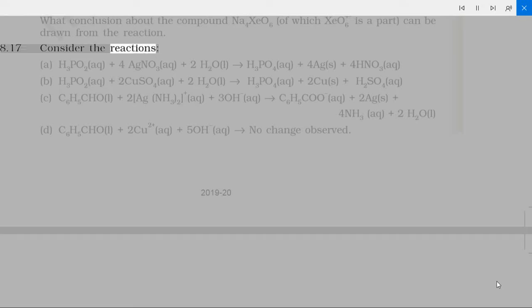8.17 Consider the reactions: A. H3PO2(aq) + 4AgNO3(aq) + 2H2O(l) → H3PO4(aq) + 4Ag(s) + 4HNO3(aq). B. H3PO2(aq) + 2CuSO4(aq) + 2H2O(l) → H3PO4(aq) + 2Cu(s) + H2SO4(aq). C. C6H5CHO(l) + 2[Ag(NH3)2]^+(aq) + 3OH^-(aq) → C6H5COO^-(aq) + 2Ag(s) + 4NH3(aq) + 2H2O(l). D. C6H5CHO(l) + 2Cu^2+(aq) + 5OH^-(aq) → No change observed.